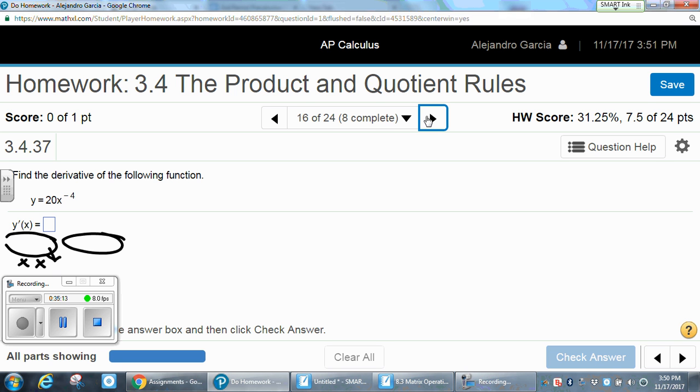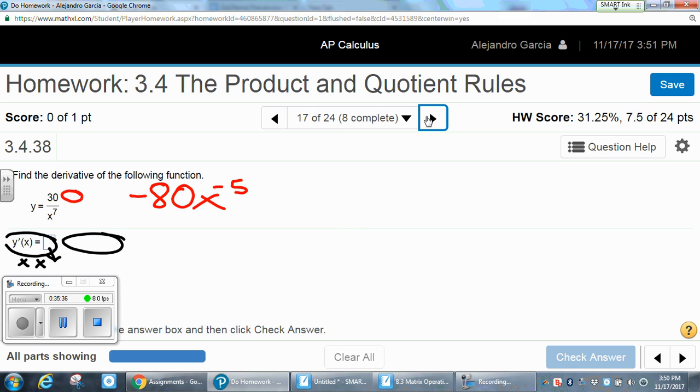Sure. Okay, let's do this one. It has a negative exponent. You could just use the power rule as well. So that would be negative 80 x to the power negative 5. Don't check it, just go to the next one.